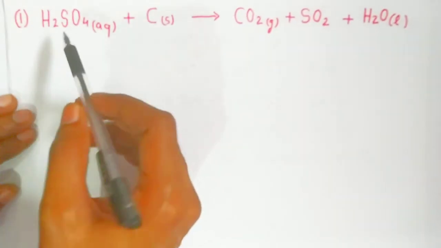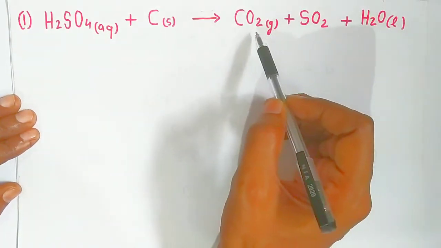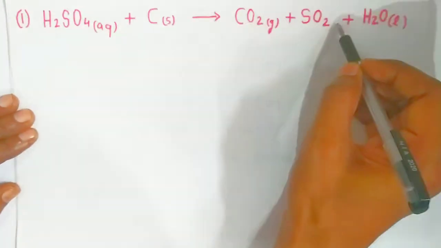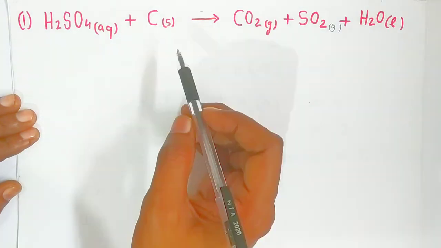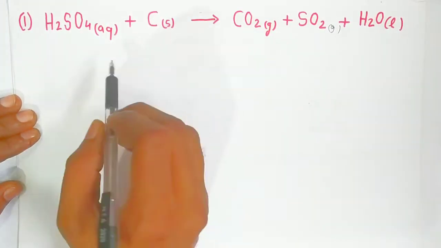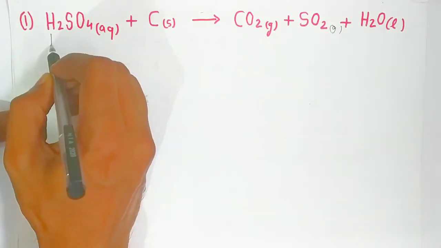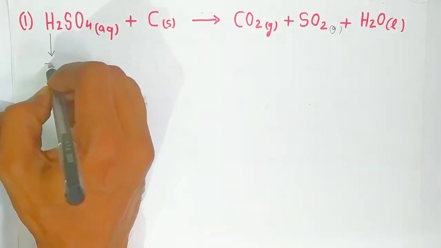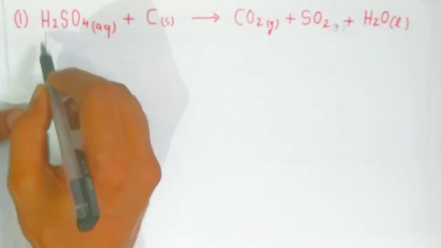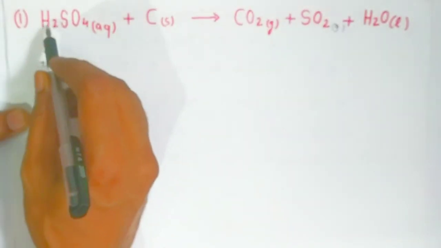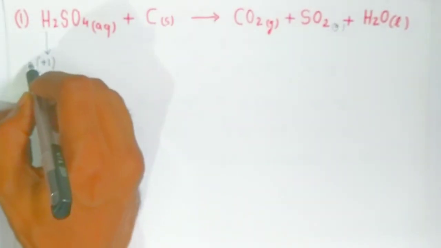First equation, you have sulfuric acid when reacted with carbon solid, it will give you carbon dioxide gas, sulfur dioxide gas and water as a liquid. Now with the help of oxidation number we are going to balance the equation. You know the oxidation number of hydrogen, always we are writing +1. Total how many hydrogens are there? Hydrogen atoms here, yes 2, so you have to multiply by 2.